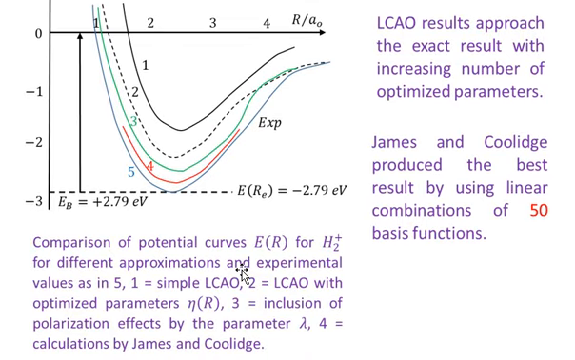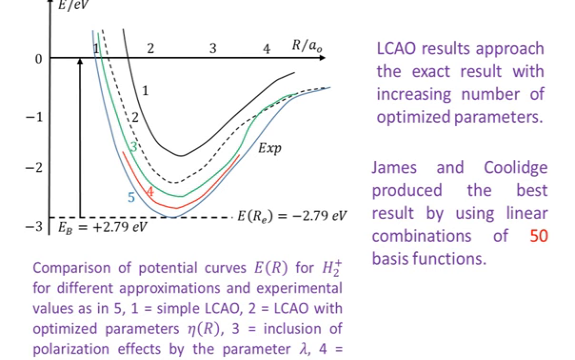Comparison of potential curves E of R for hydrogen singly ionized molecule for different approximations and experimental values. So you see that we are giving you a plot of the different potential curve values for the hydrogen singly ionized molecule using different approximations and also with the experimental data. The experimental data is shown in curve number 5.